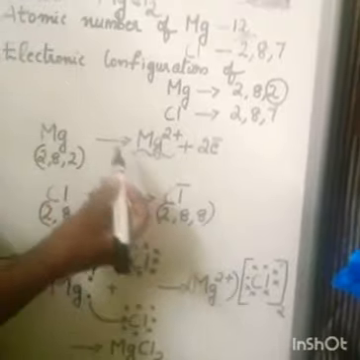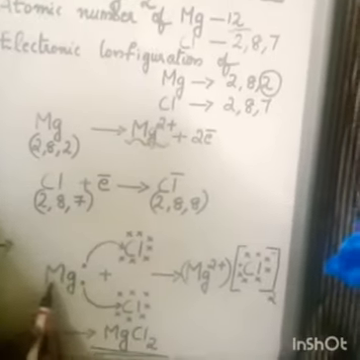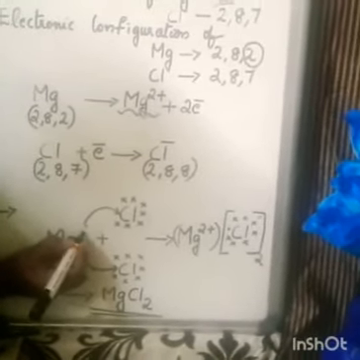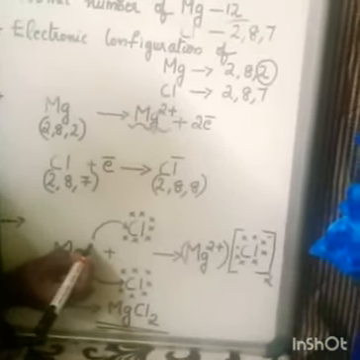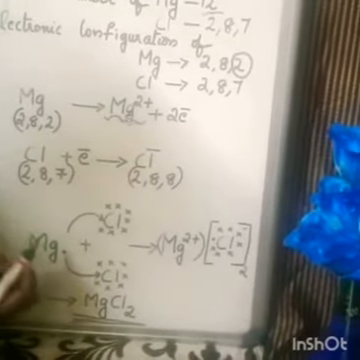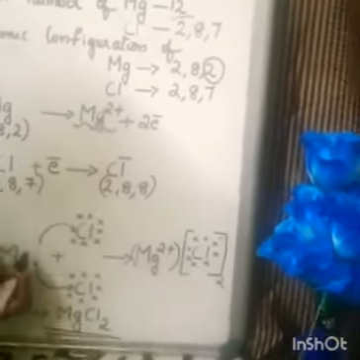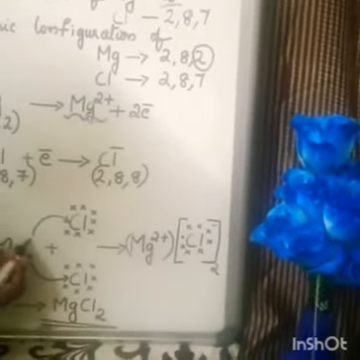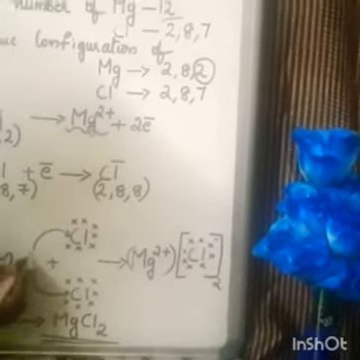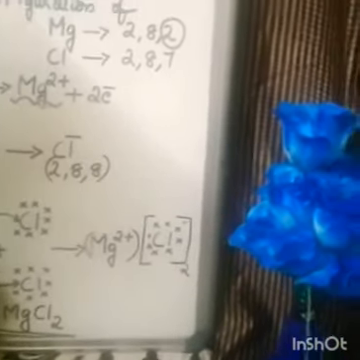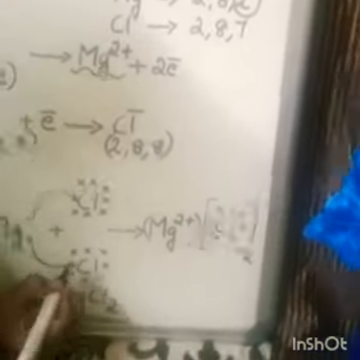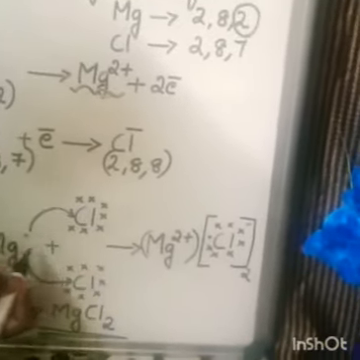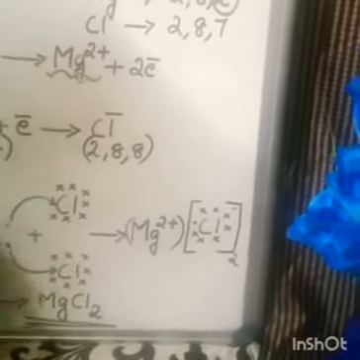So how can we balance this compound? Whenever we write the electronic configuration for chemical reactions, we write only the electrons in the outermost shell. Magnesium has 2 electrons in its outermost shell, so definitely it should give its 2 electrons to become stable. If we write only 1 chlorine, only 1 electron can be shared.